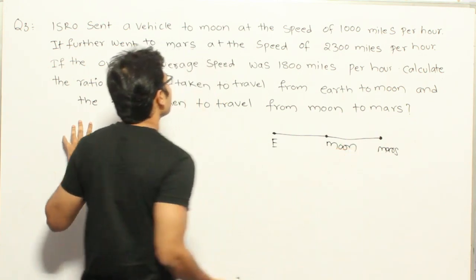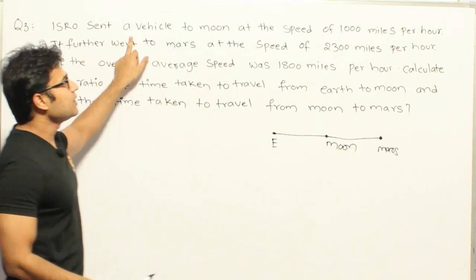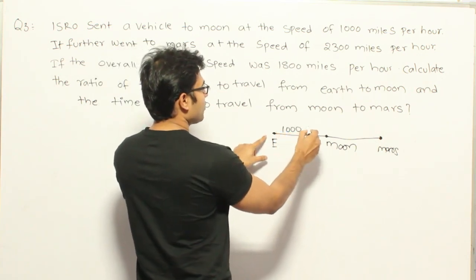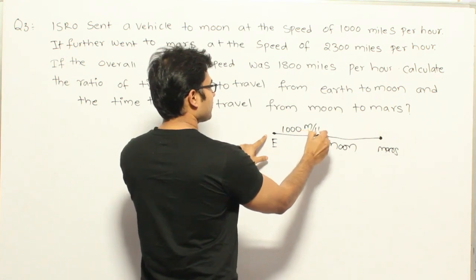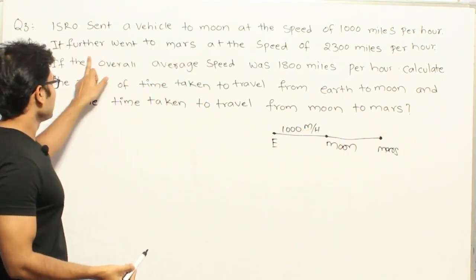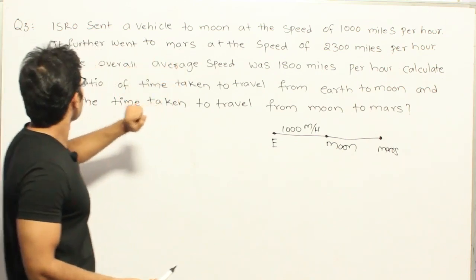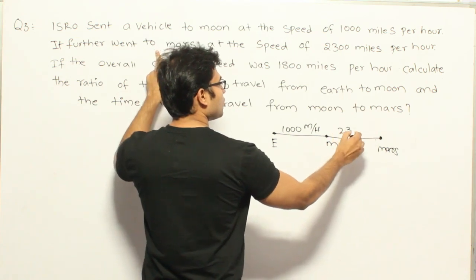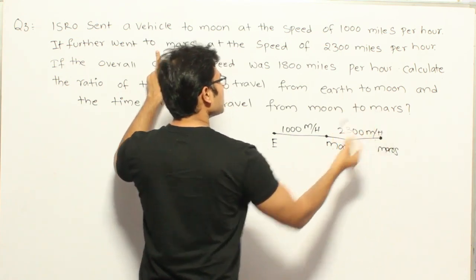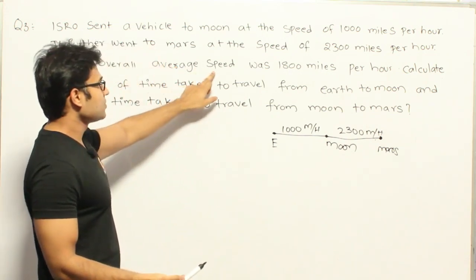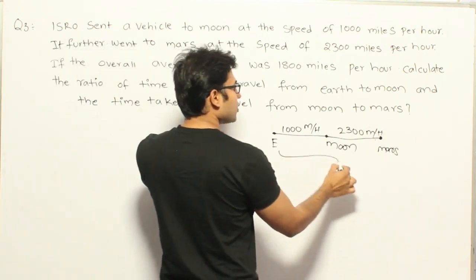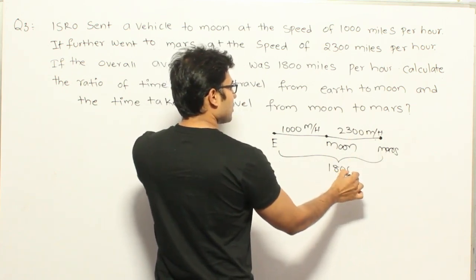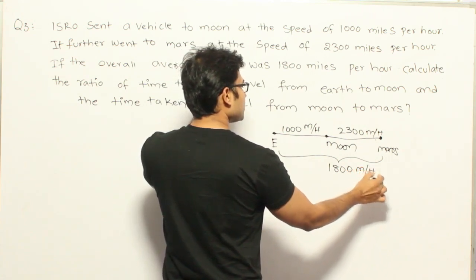Okay, so they are saying that the speed from Earth to Moon is 1000 miles per hour. And similarly, it further went to Mars, which means from Moon to Mars at a speed of 2300 miles per hour. This is given. If the overall average speed was, which means for the entire trip, if you compute the average speed, they are saying that it is going to be 1800 miles per hour. This is what is given.